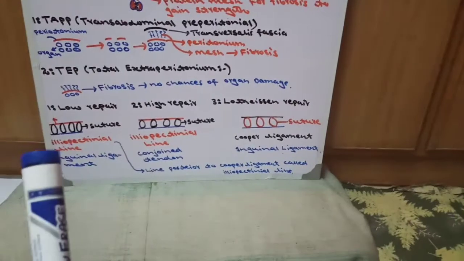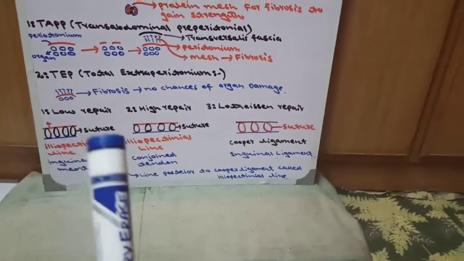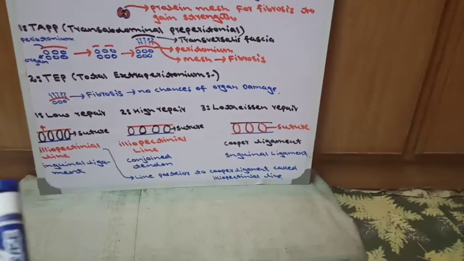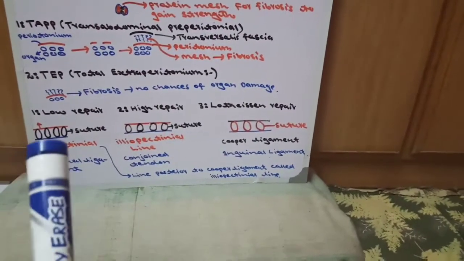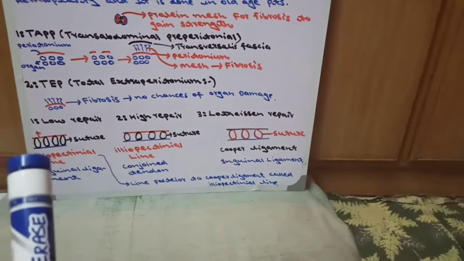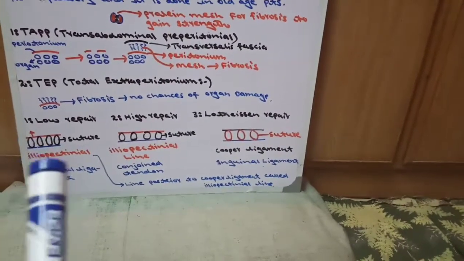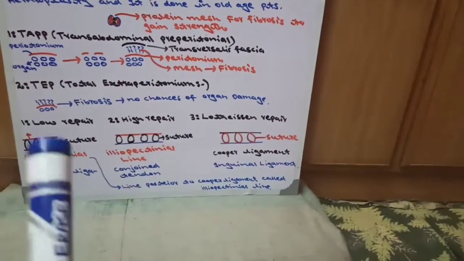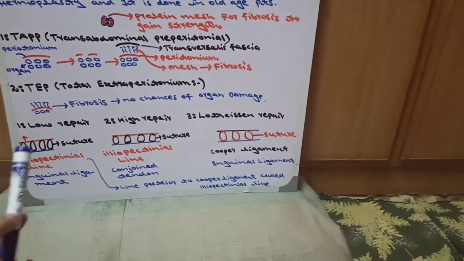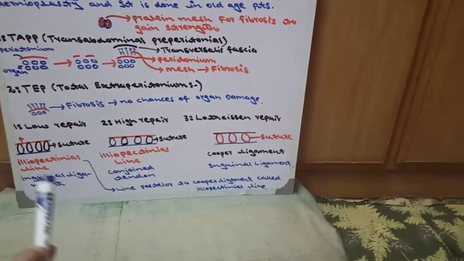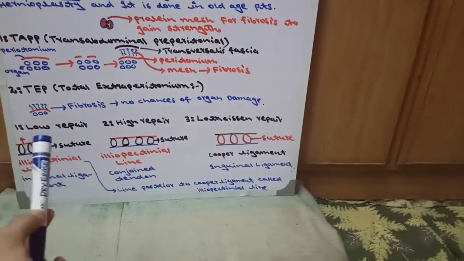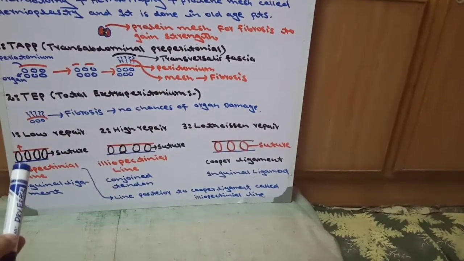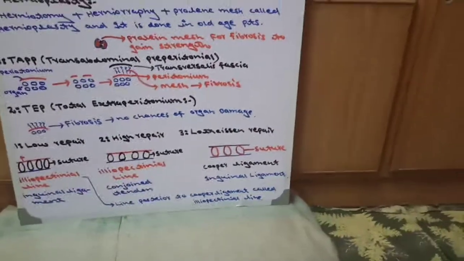Now in low repair, we do suturing between the iliopectineal line and inguinal ligament. This blue is the inguinal ligament, this red is the iliopectineal line. We place the suture between the iliopectineal line and inguinal ligament. This is called low repair. The red line shows the iliopectineal line, the blue shows the inguinal ligament, and this black is the suture between the iliopectineal line and inguinal ligament. This is low repair. Now come to high repair.